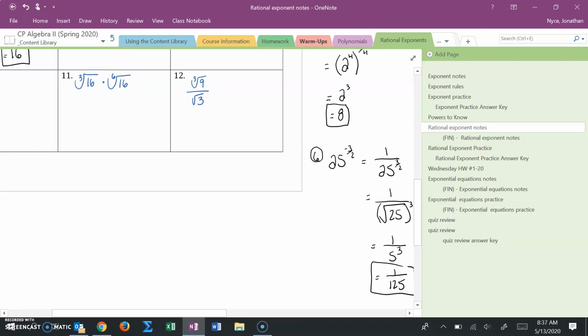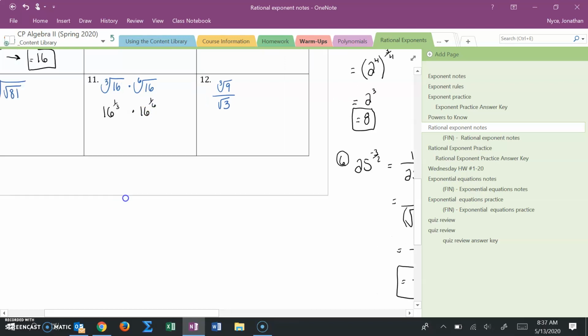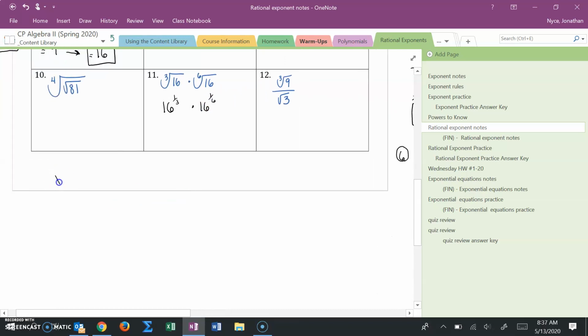So let's do this here. This is going to give us 16 to the 1/3 power times 16 to the 1/6 power. Now think back to your properties of exponents. When you're multiplying and the bases are the same, you add your exponents. We're going to do the same thing here. We're multiplying, the bases are the same, so we're going to add our exponents.